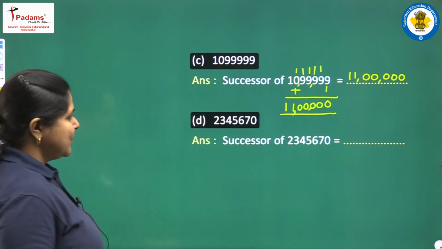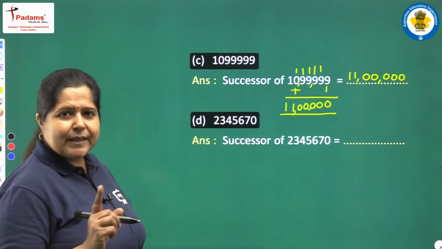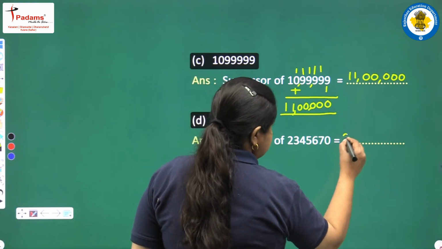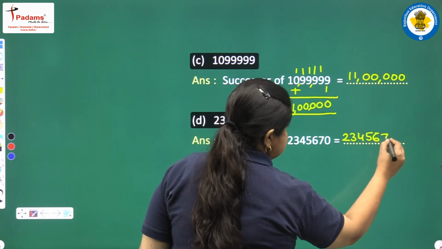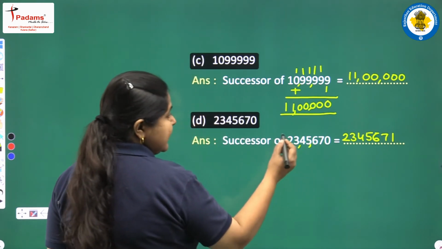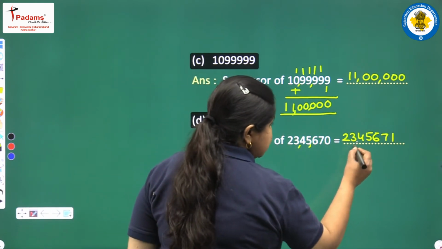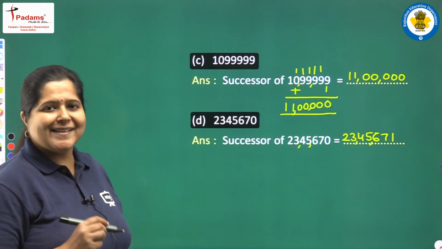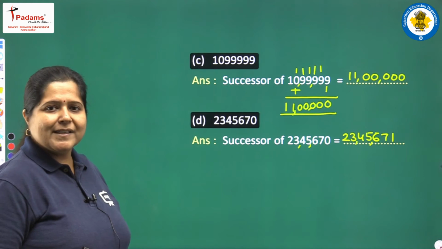Simply add 1. We have this number, again we will add 1, and because there is no 9, simply its units place will be changed. First let us mark the commas. It's 23,45,670. Here again 23,45,671 is the successor of this given number. It is very easy. I hope it is clear to you.